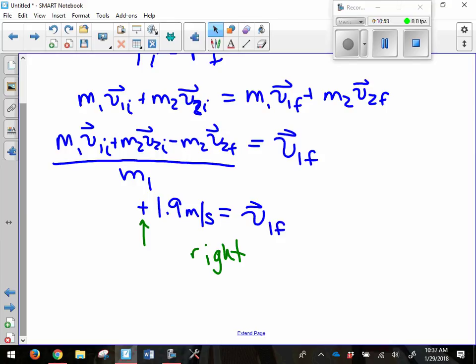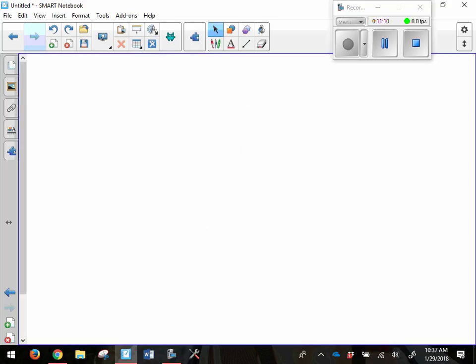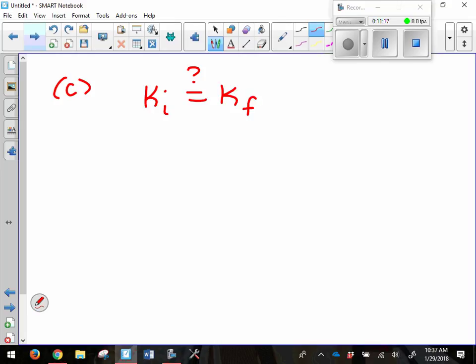So how am I going to figure out, how can I evaluate this collision? Sari? Yeah, we can check and see if the kinetic energy is conserved. Exactly. So I think that's part C? So we can ask ourselves if the kinetic energy before is equal to the kinetic energy after.